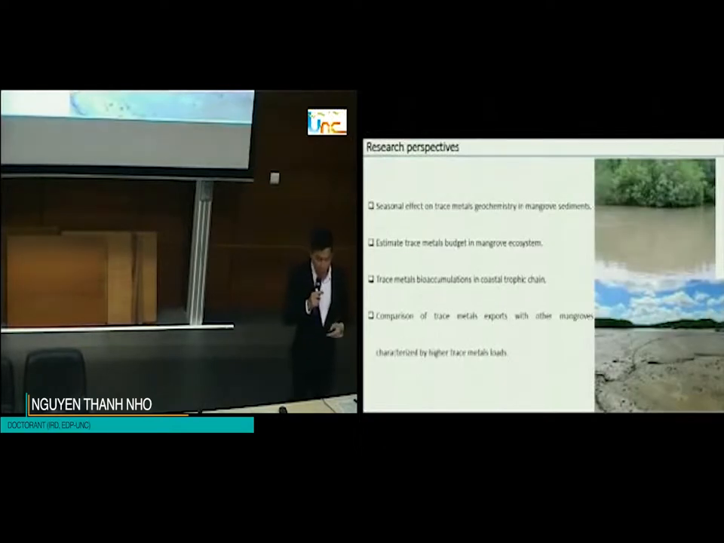And after our findings of my thesis, we suggest some research perspectives, including to evaluate the seasonal effect on trace metal geochemistry in mangrove sediment, to estimate the trace metal budget in mangrove ecosystem, to assess the trace metal bioaccumulation in coastal trophic chain, and comparison of trace metal exports with the other mangrove characterized by higher trace metal loss.